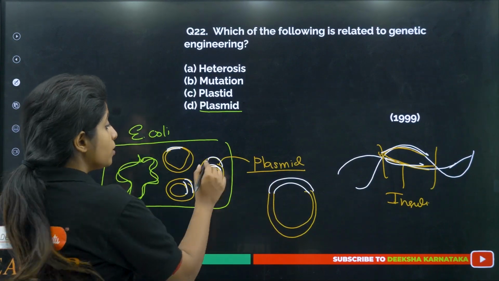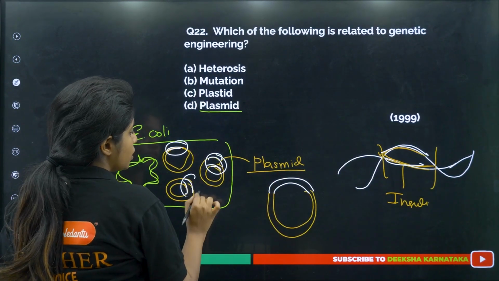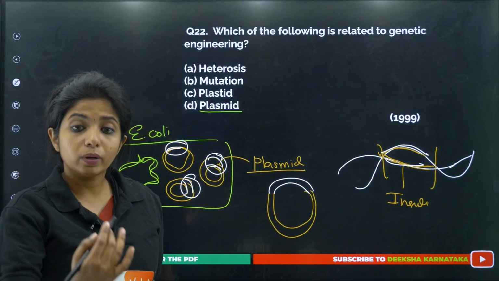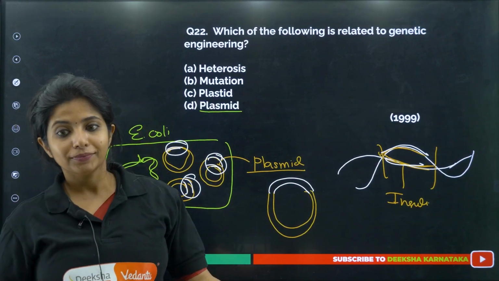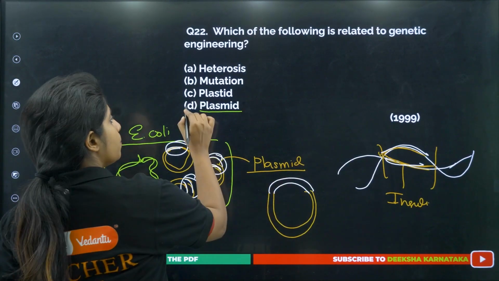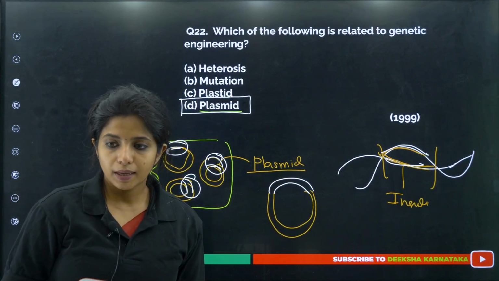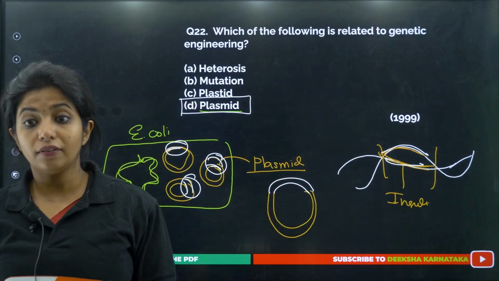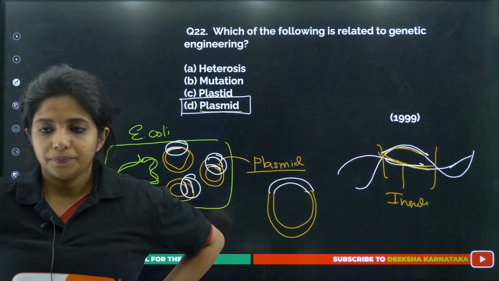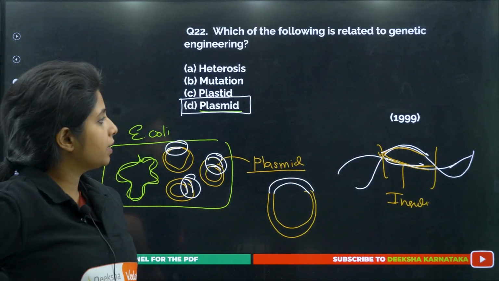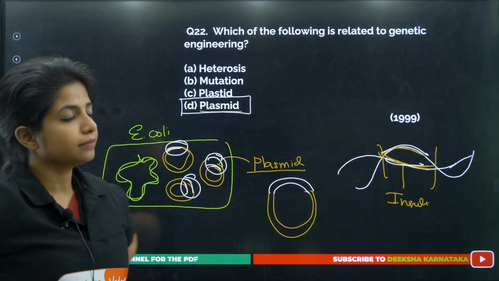I want to increase the number of copies of the gene of interest which I have put, and now this will express and give me insulin later on. That is what I wanted. So here the plasmid is of use, my dear children. Please remember that in genetic engineering you definitely need a plasmid. This came in 1999. Cool.